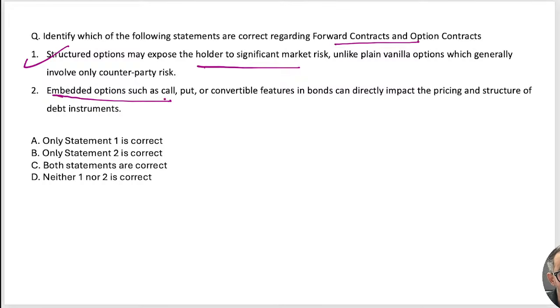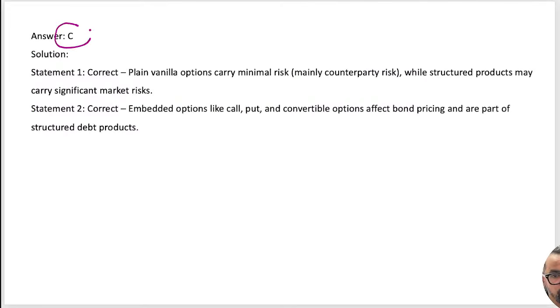The embedded option such as call, put, convertible feature in bonds can directly impact the pricing and structure of the debt instrument. Yes. So 1 and 2, we do not have 1. Okay, both C should be the right answer for this particular one. Correct? Next one, guys.